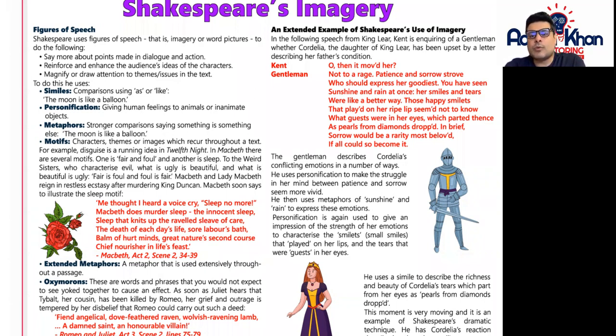And oxymorons, these are words and phrases that you would not expect to see yoked together to cause an effect. So as soon as Juliet hears that Tybalt, her cousin, has been killed by Romeo, her grief and outrage is tempered by her disbelief that Romeo would carry out such a bad deed, for example. So oxymorons is opposites occurring together in a sentence.